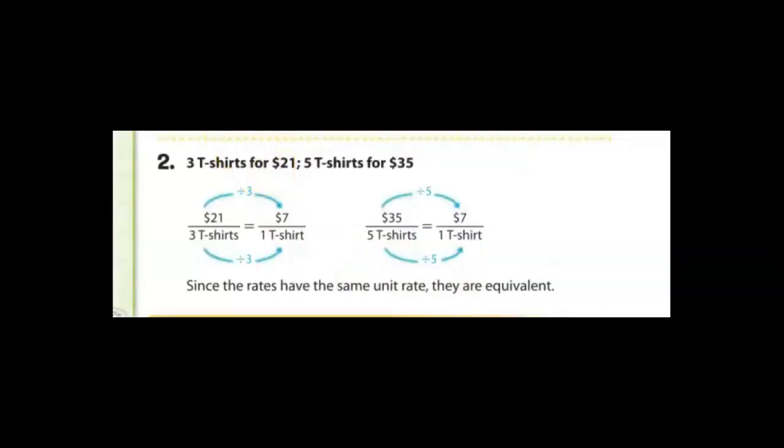In this next example, it says three t-shirts cost $21 and five t-shirts cost $35. It wants us to know, are we paying the same amount per t-shirt? We divide the three t-shirts by 3 and get 1. 21 divided by 3 is 7. So in the first situation, we paid $7 per shirt. In the next one, $35 for 5 shirts, we divide 5 by 5 and get 1, and we divide 35 by 5 and get 7. So we also paid $7 for 1 shirt. These are both equivalent rates, so they spent the same amount of money per shirt.